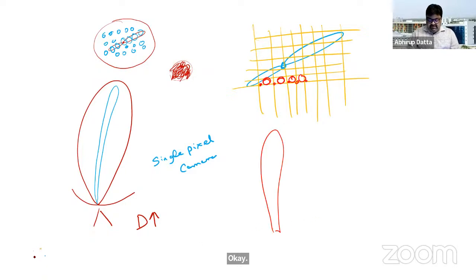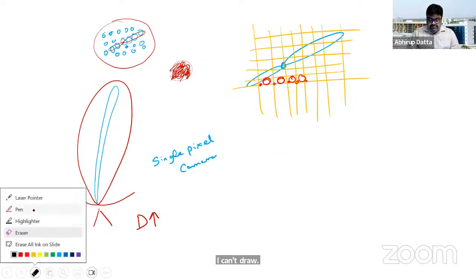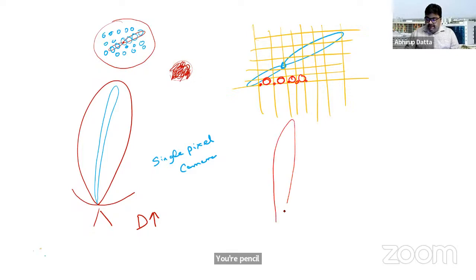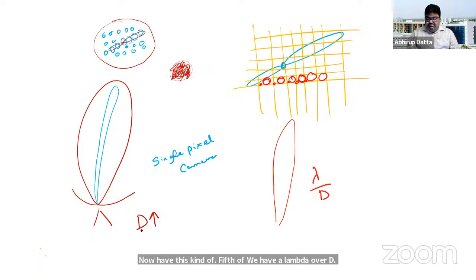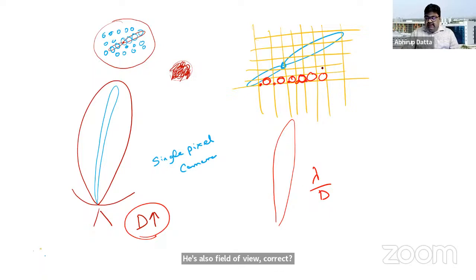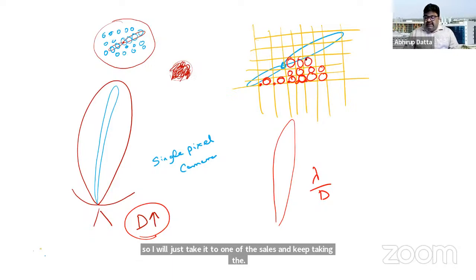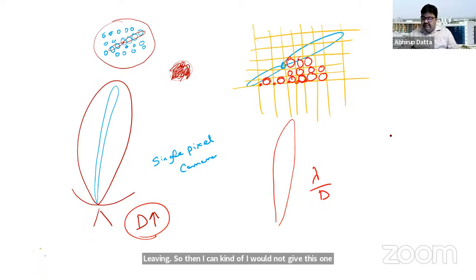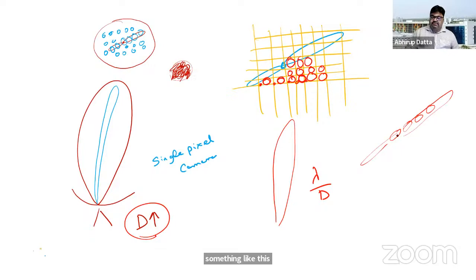So your final pencil beam now has this kind of a field of view. Understood? Remember, lambda over D is also field of view, correct? So we made the D larger so that it becomes narrower. And so I will just take it to one of the cells and keep taking the reading. I will not get this exactly, but I will probably get something like a blobby structure, right? For this one. Understood?